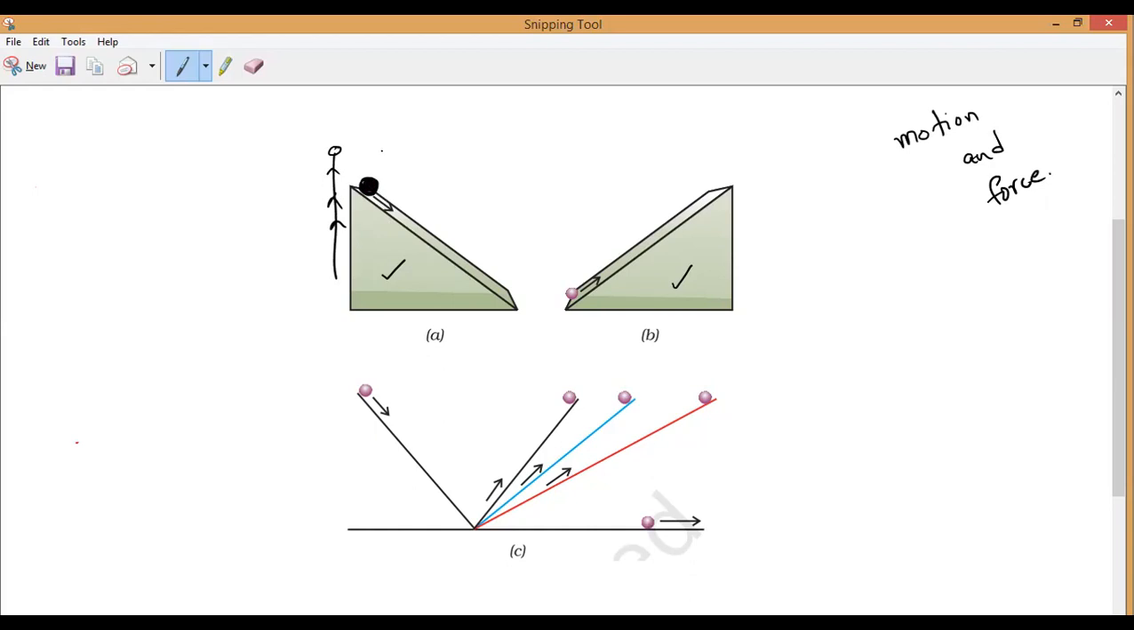Is force needed to put the ball down? Not required. Yes or no? He just kept the ball here and he released the ball. So if he releases the ball, then what will happen, guys? Everybody tell me. The ball will start moving. It will roll down the inclined plane. Yes or no, guys?